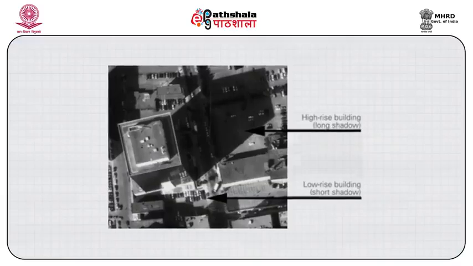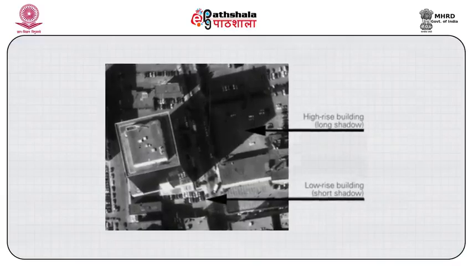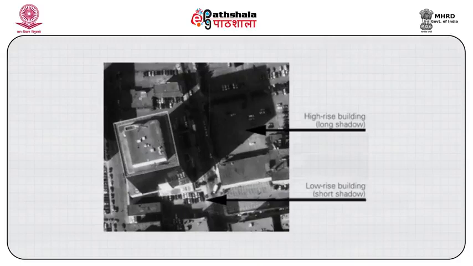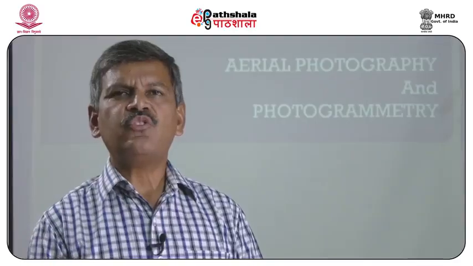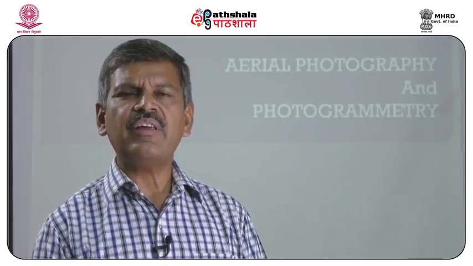Then come to the shadow. Shadow is also a very important element for interpretation of aerial photographs. With the help of shadow, not only can we identify different objects, but also we can measure the height. It is also helpful in detecting changes. If there is a construction of a building, for example, 10 years back, and if you have raised the floor, the shade of this building may differ. Association and site is one of the very important elements for photo interpretation.